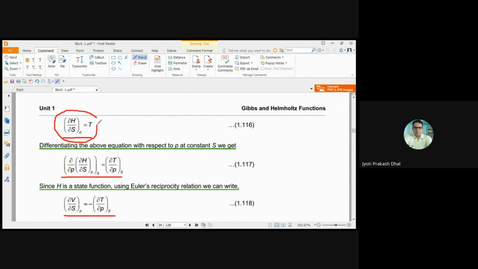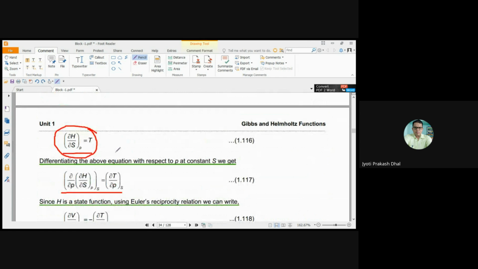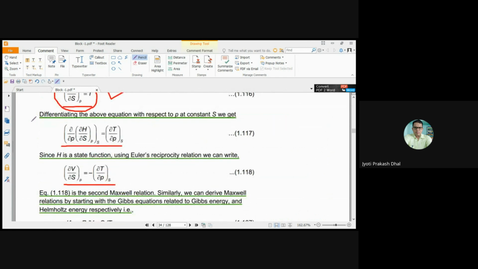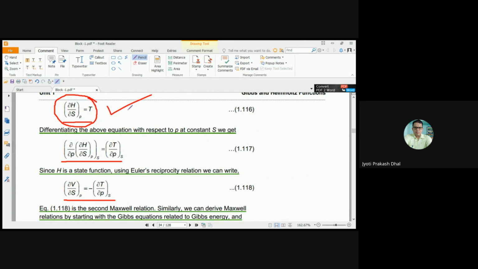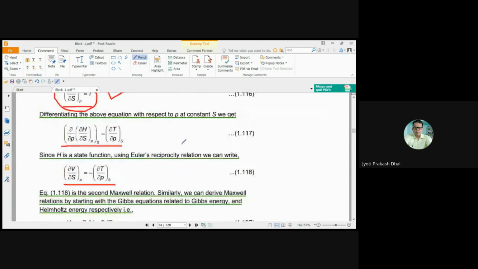and the value will be del H by del S at constant pressure equals T. As we are taking pressure as constant and differentiating the equation with respect to entropy, the RHS will become only T. And similarly, we have to differentiate this equation twice. First, we differentiated the equation with respect to entropy at constant pressure, and then with respect to pressure at constant entropy. And the final value will be like this.